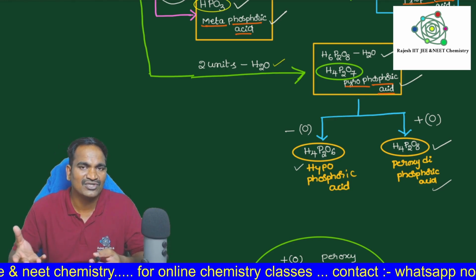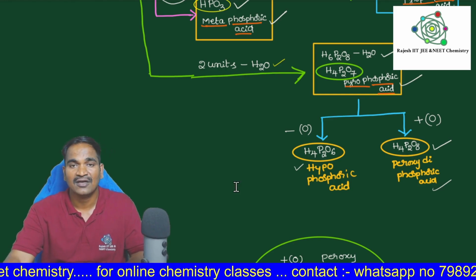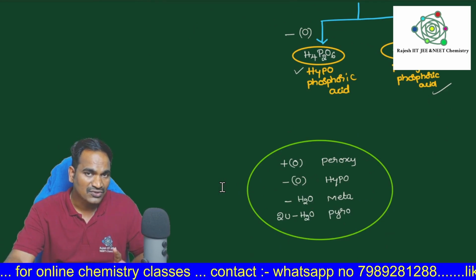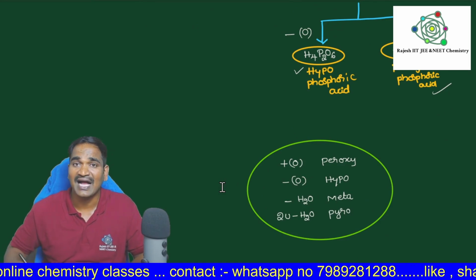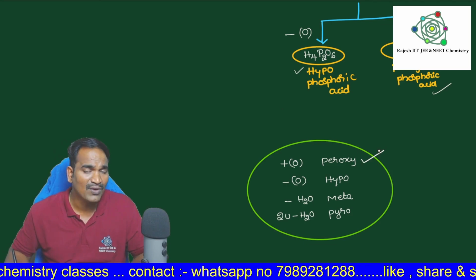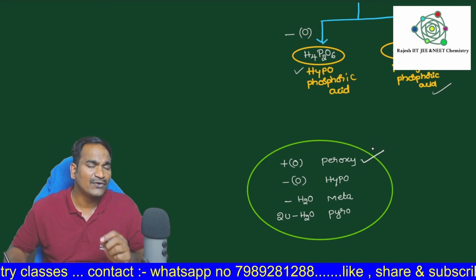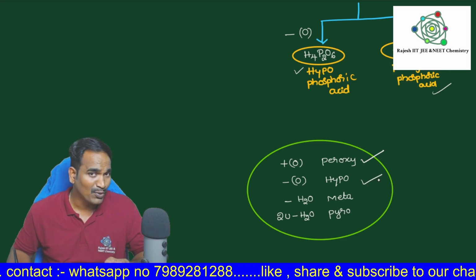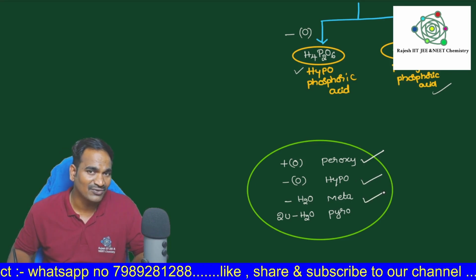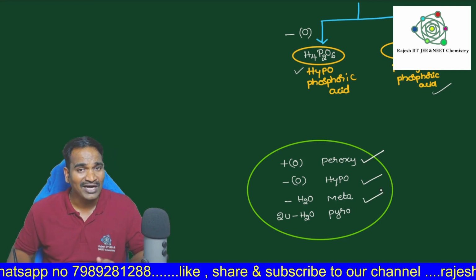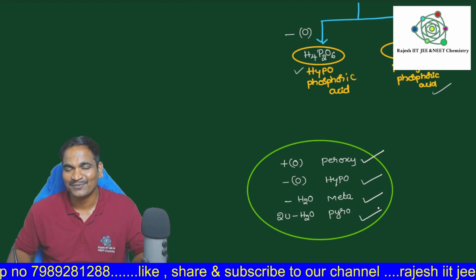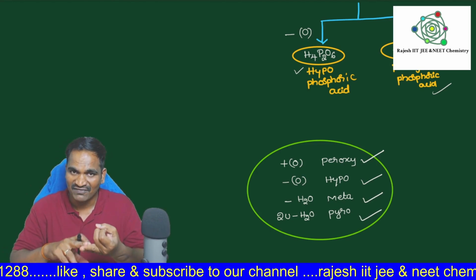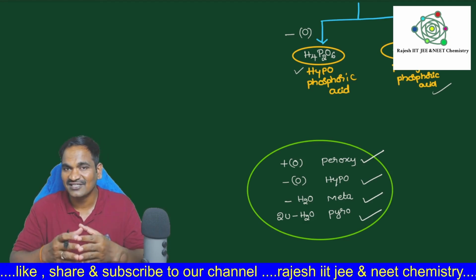So what did we do in this whole chart? Simply, I will tell you in 2 or 3 points. First you have to select the parent oxoacid of that element. From that, if you add oxygen, in the prefix of that name you have to add peroxy. If you remove one oxygen, you have to add the prefix hypo. Next, if you remove one water molecule, you write meta. If you remove a water molecule from 2 units, that is pyro. If you have command on this process, you will never forget the names and formulas of the oxoacids of phosphorus. I think it is useful for you.